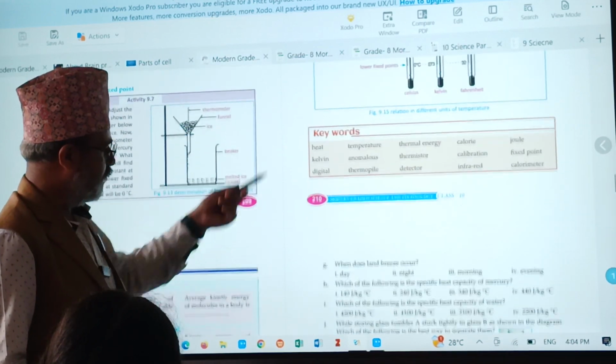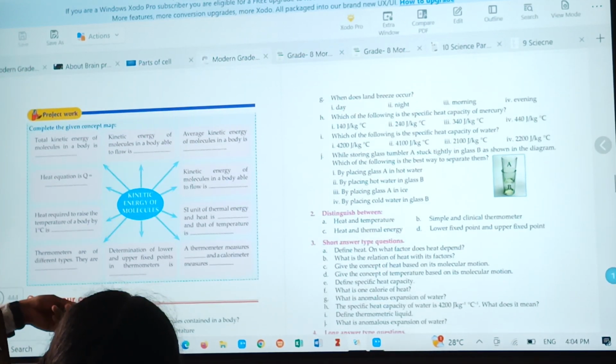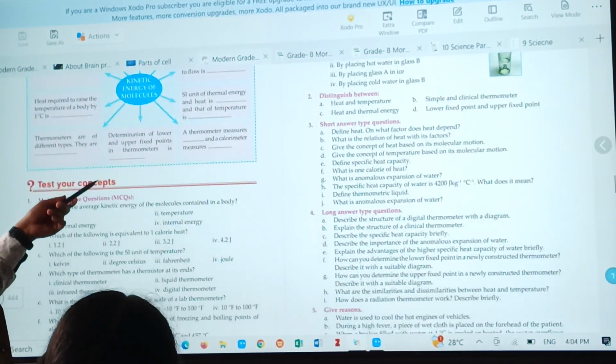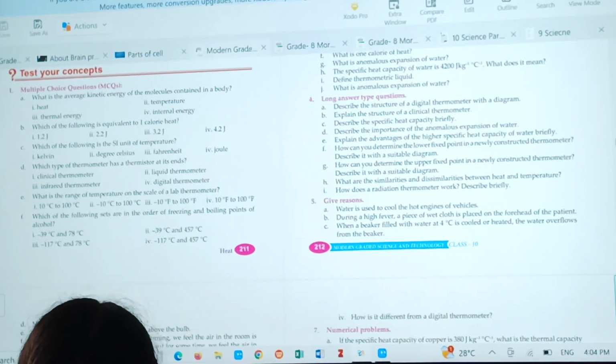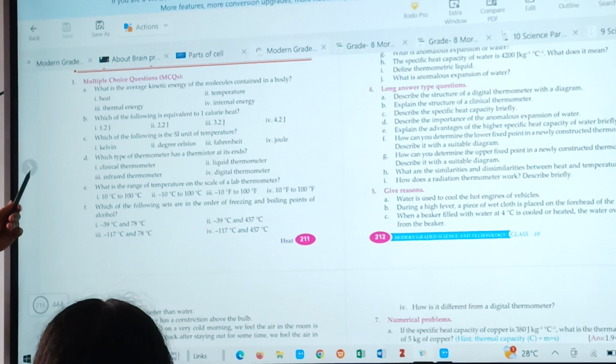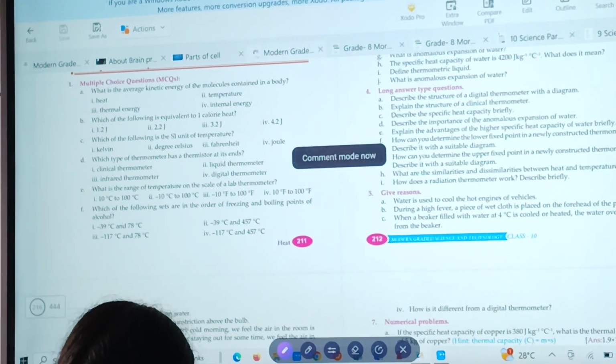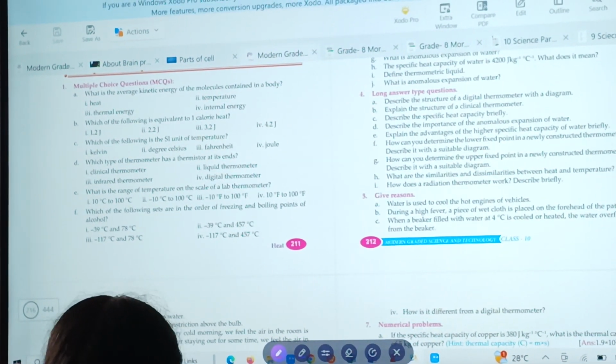Calibration of thermometer. Okay, children, now we are going to discuss MCQ. I don't know whether you have done it or not. Now, please read question number 1. What is given there?